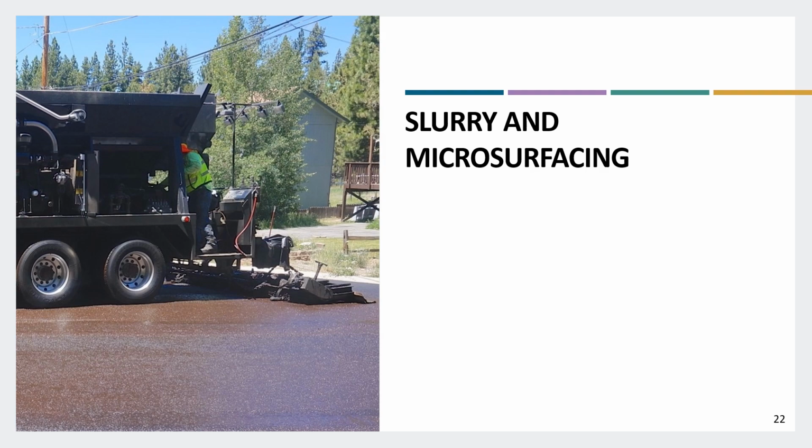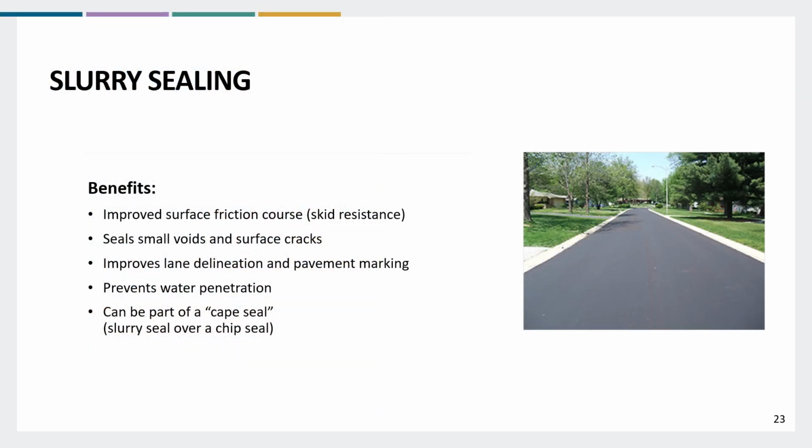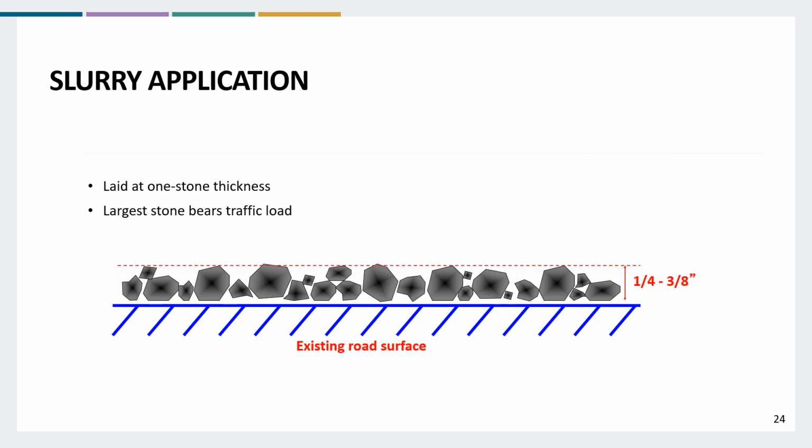Slurry and microsurfacing. Some of the benefits of slurry seal are improved surface friction course or skid resistance because there is aggregate mixed in with the emulsion. It seals small voids and surface cracks, improves lane delineation and pavement markings, prevents water penetration, and can be part of a cape seal, slurry seal over a chip. Slurry can only be applied at a 1 stone thickness. The largest stone bears the traffic load.